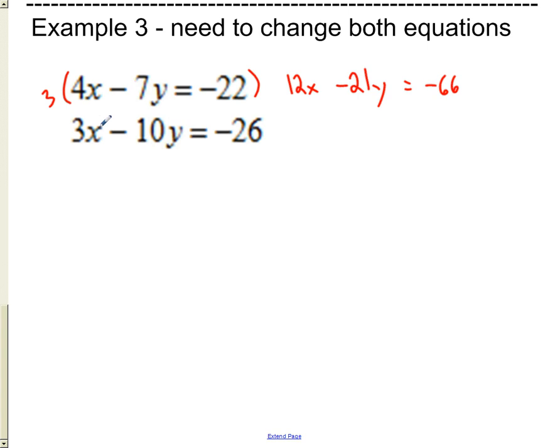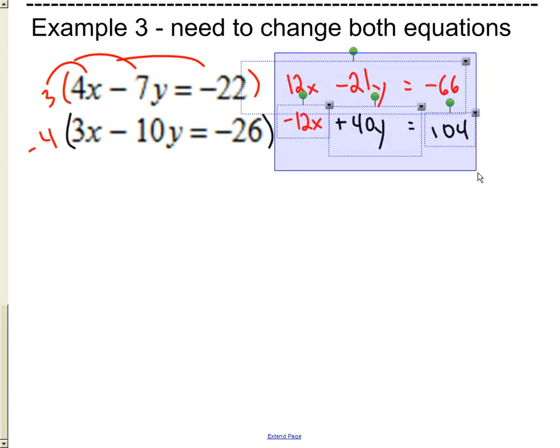Please make sure that you multiply each part of the equation by this 3. Over here, if I multiplied it by 4, that's great, and that would work for subtraction because 12 minus 12 would be nothing. I kind of like adding, though. Negative 4 times 3x gives me negative 12x. Negative 4 times negative 10 gives me positive 40y. And negative 4 times negative 26 gives me positive 104.